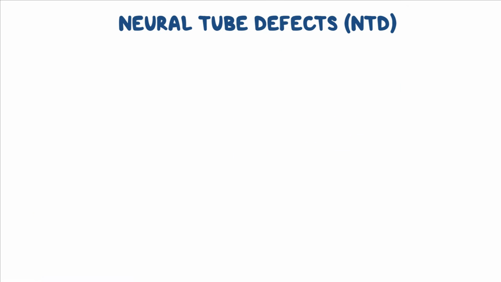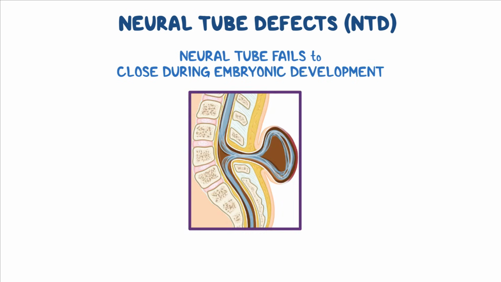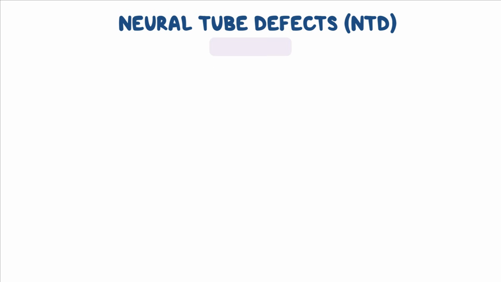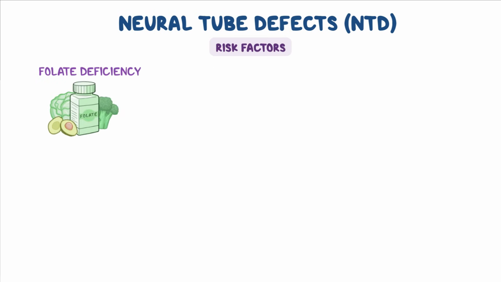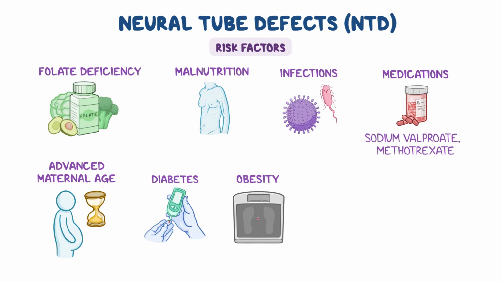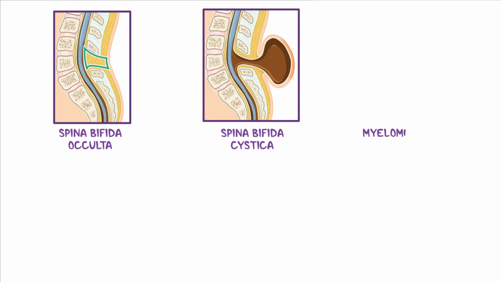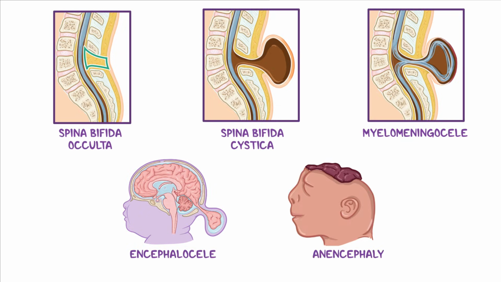Alright, as a quick recap, neural tube defects are central nervous system defects that occur when the neural tube fails to close during embryonic development. The exact cause isn't known, but they're associated with risk factors, including folate deficiency, malnutrition, infections, medications like sodium valproate and methotrexate, advanced maternal age, diabetes, and obesity. NTDs are also associated with fetal genetic abnormalities, including trisomy 13, 18, and 21. Types of NTDs include spina bifida occulta, spina bifida cystica, myelomeningocele, encephalocele, and anencephaly.